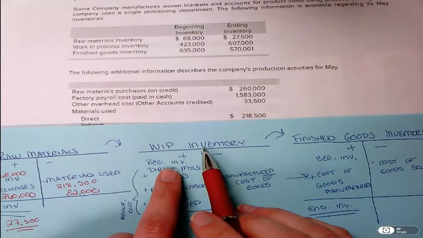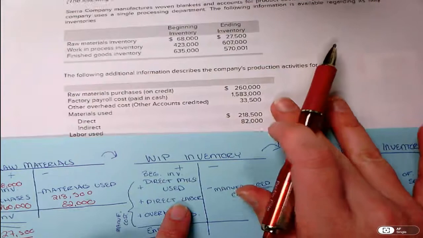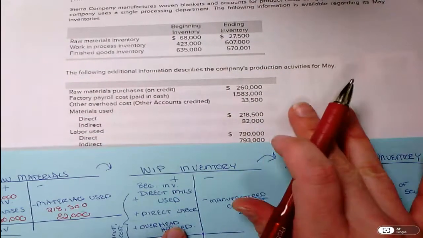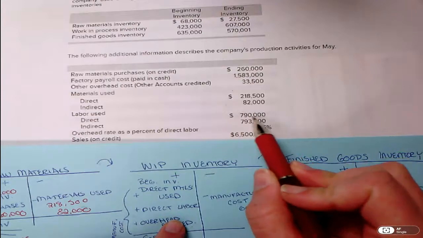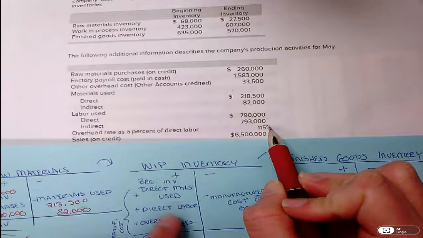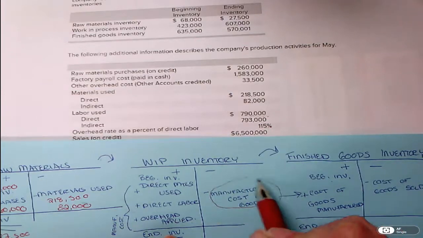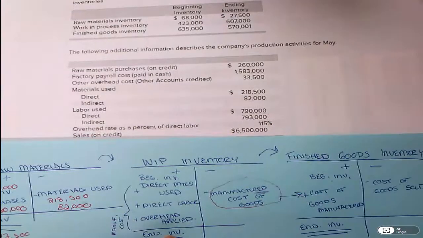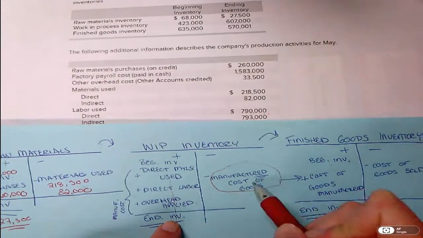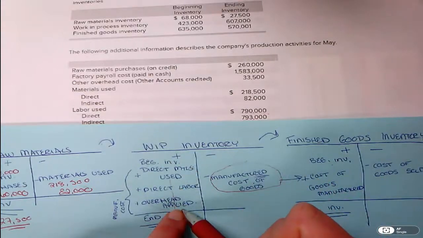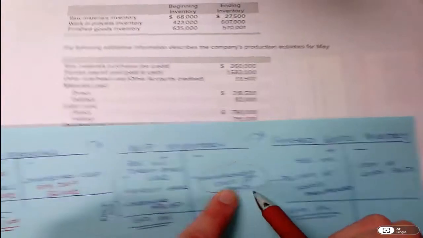For example, work in process inventory, beginning balance. Direct materials used, 218,500. Direct labor, 790,000. Overhead applied. Remember, the application of overhead means whatever direct labor was used, we multiply that by 115%, and that's the amount we enter. If we don't know a piece of information like the cost of goods manufactured, then we could solve for it by filling in everything we know and solving for the missing piece. Add everything up that we know, less the ending inventory, to solve for what left the account. That piece of information will be used as the positive in this account.